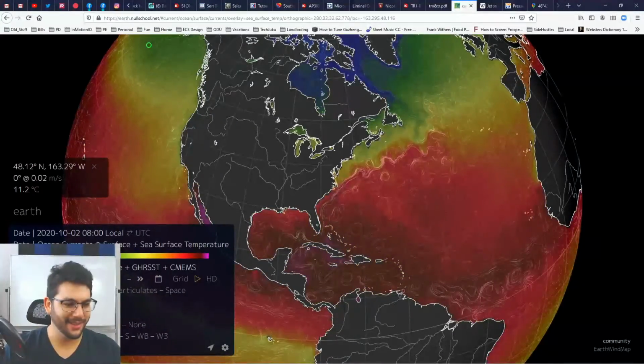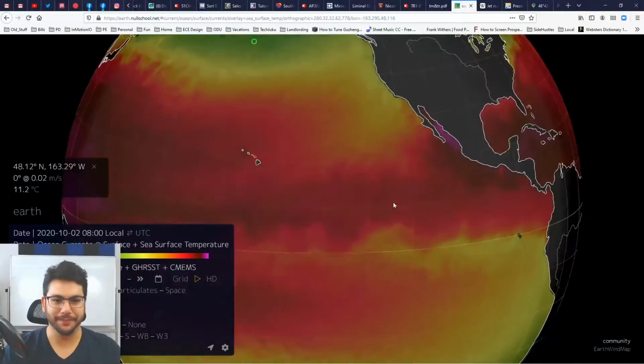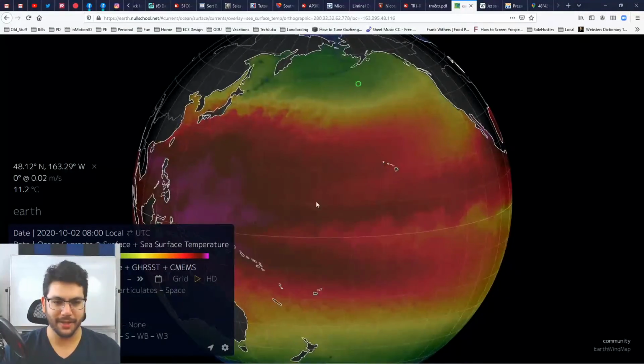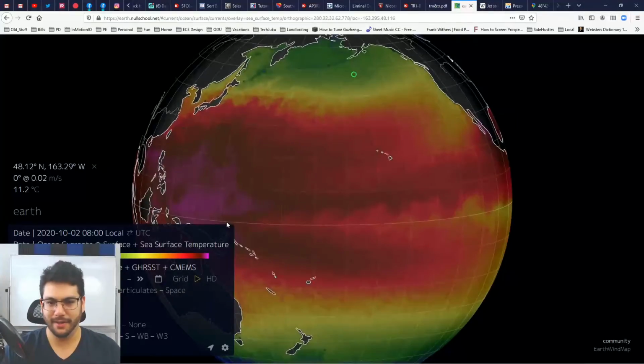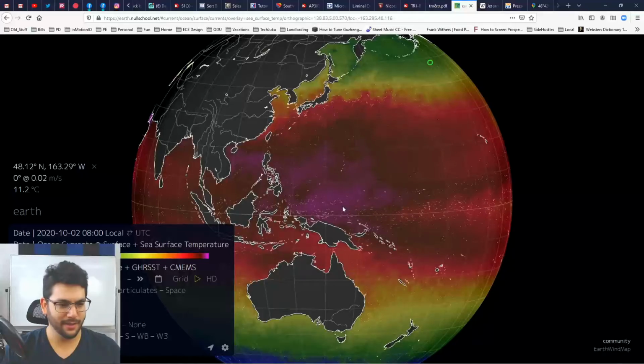SST, what is this? Sea surface temperature. So very cool, very cool. I don't see any correspondence here with the storms that I was seeing. Let's see.